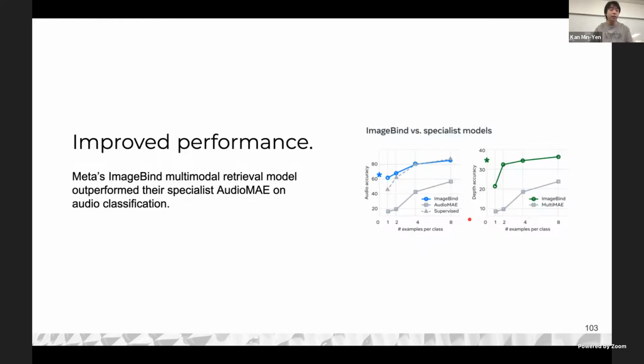So secondly, there's also improved performance. ImageBind found that they actually outperform their own unimodal specialist models, and they also trump their own multimodal models. If I'm not wrong, they saw a 1.4 times accuracy improvement over their audio MAE specialist model for audio classification. So it's kind of salsa, but they claim it.